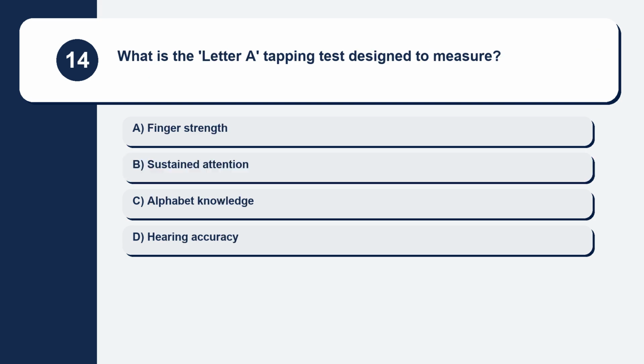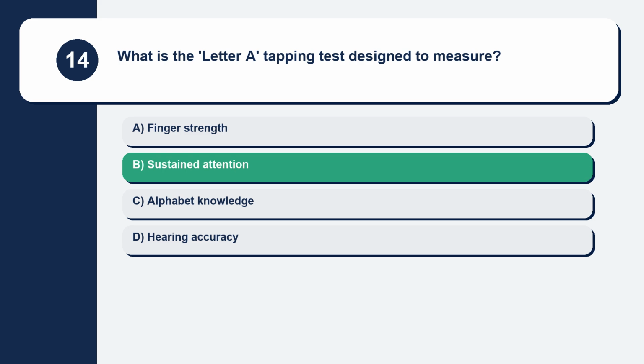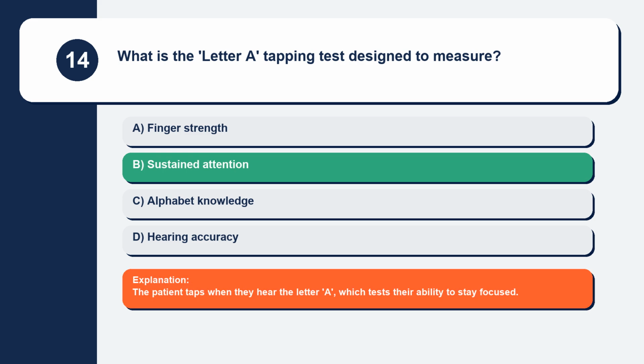Question 14. What is the letter A tapping test designed to measure? Finger strength. Sustained attention. Alphabet knowledge. Hearing accuracy. The patient taps when they hear the letter A, which tests their ability to stay focused.